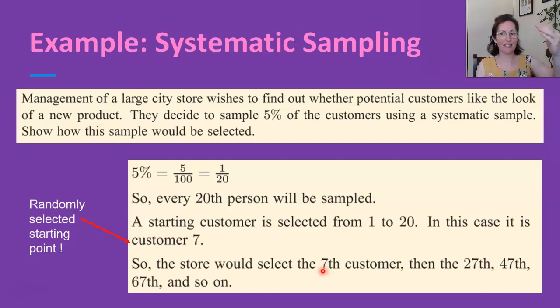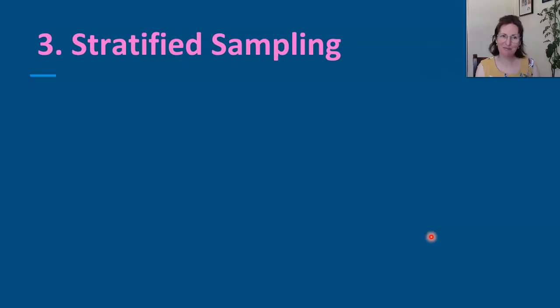Let's say somebody's keeping track as they walk past a counter or out of a door with that product. Which customers do they select then? So the 7th, and then 20 after that. So the 27th, 20 after that again, 47th, and so on, until they've got the required sample size that they need.